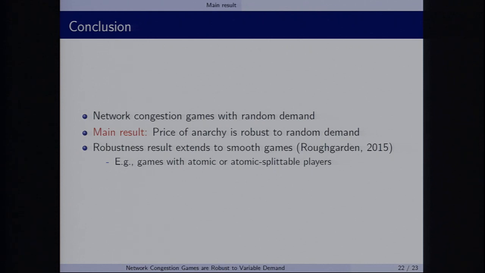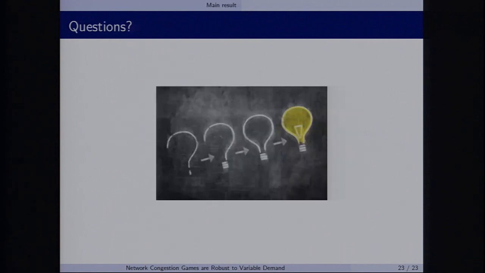In this talk, I only talked about non-atomic congestion games, but in fact, the result is more general than that. It can be extended to any game within this class of smooth games. So for example, the known upper bounds on price of anarchy for atomic players or atomic splittable players can also be extended to a random demand version of these games by using exactly the same procedure as proposed here. Good. I would like to thank you for your attention, and I'm looking forward to any questions that you might still have.